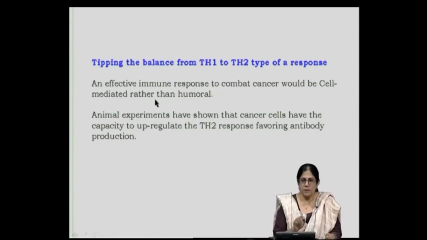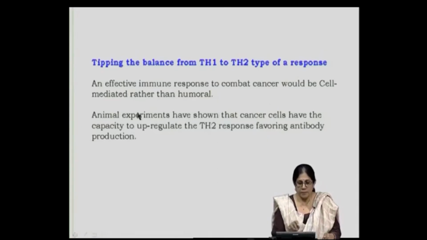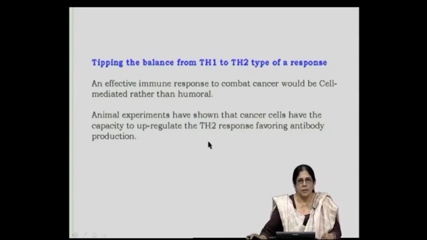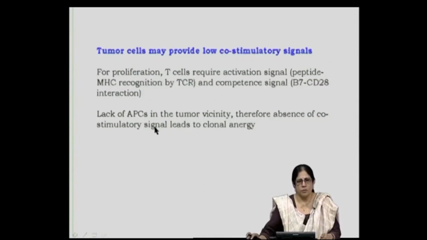So, in case of the tumor, an effective immune response to combat cancer would be cell mediated rather than humoral immune response. And it has been shown adequately in animal experiments. Animals which have tumors or those that have progressively increasing tumors have an upregulation of the Th2 type of cells and downregulation of Th1. So, again, one more mechanism that the cancer can tip the balance from Th1 to Th2.